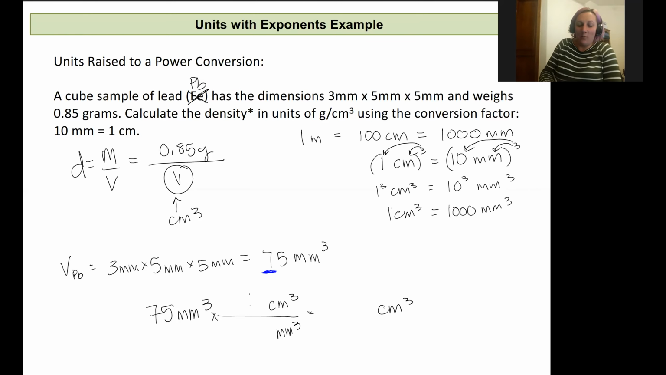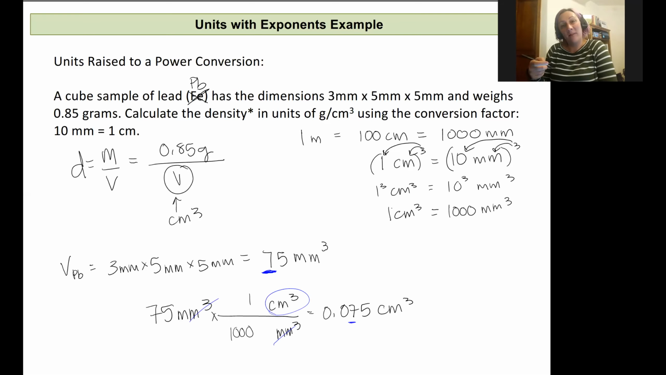So that 1 centimeter cubed divided by 1,000 millimeters cubed will be my conversion factor. My millimeters cubed should cancel out, leaving me only with units of centimeters cubed. And when I plug this into my calculator, I'm going to get 0.075 centimeters cubed. I'm going to again underline that 7 to remind myself of the significant figures that I have in this problem. I only have one so far.